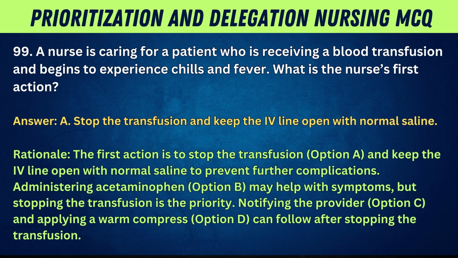Answer: A. Stop the transfusion and keep the line open with normal saline. Rationale: the first action is to stop the transfusion, option A, and keep the line open with normal saline to prevent further complications. Administering acetaminophen, option B, may help with symptoms, but stopping the transfusion is the priority. Notifying the provider, option C, and applying a warm compress, option D, can follow after stopping the transfusion.